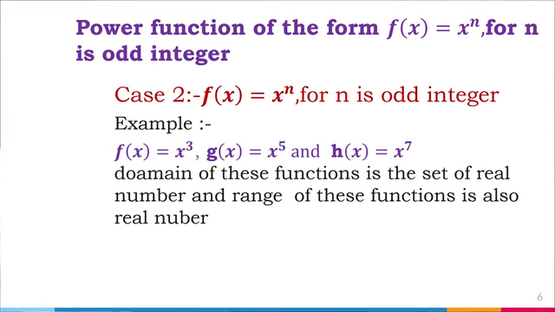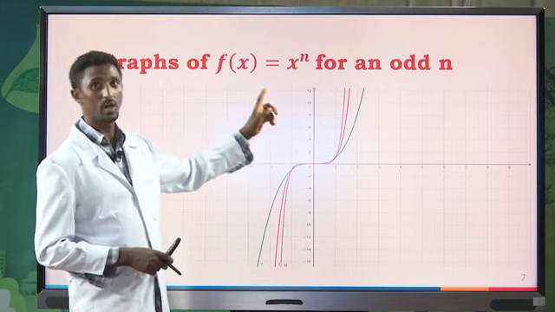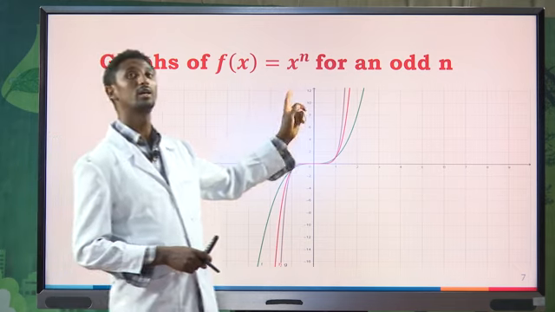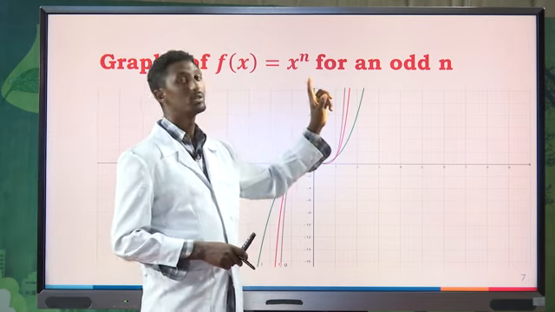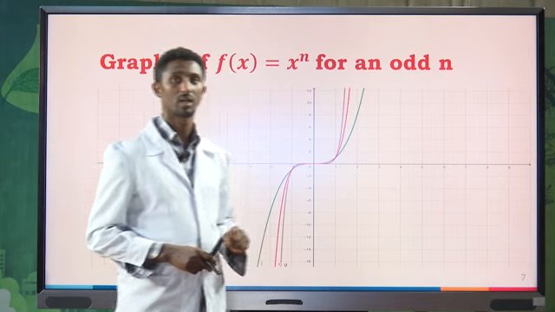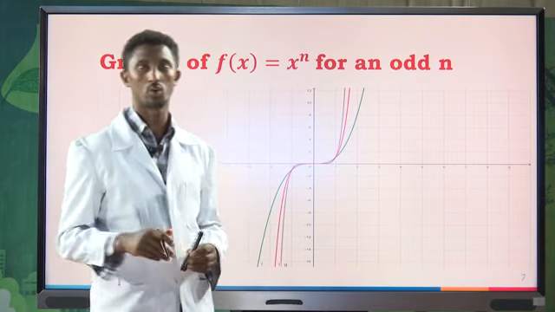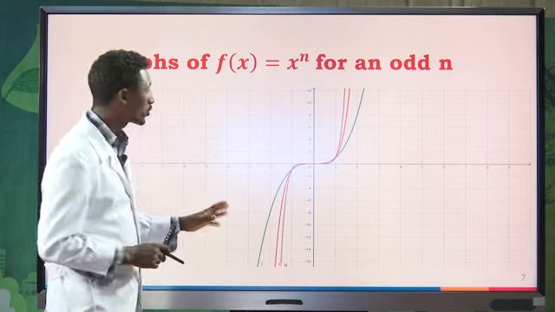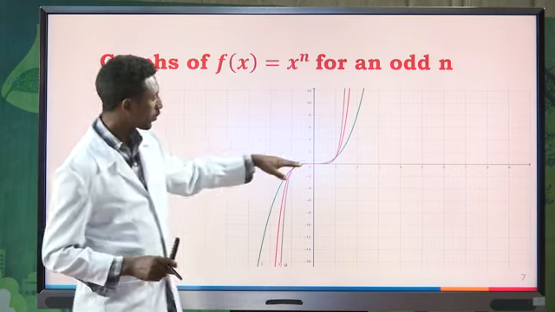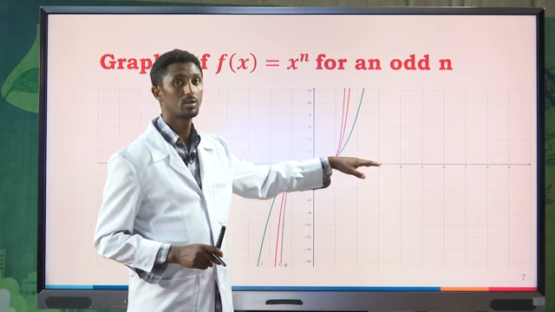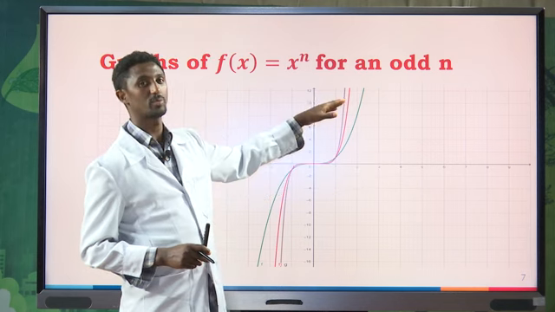And what does the graph of such power functions look like? Look, the graph of f of x equals x to the power of n for an odd integer n looks like this. For a positive x, the value of y is positive.